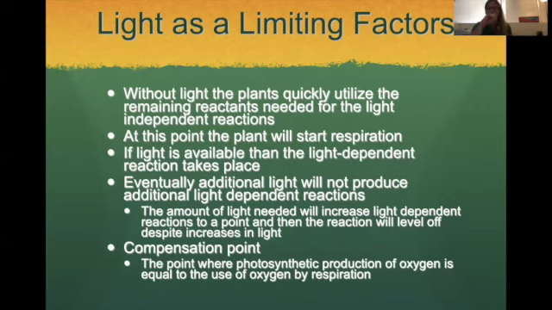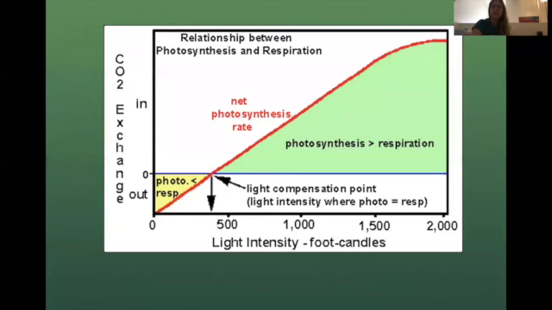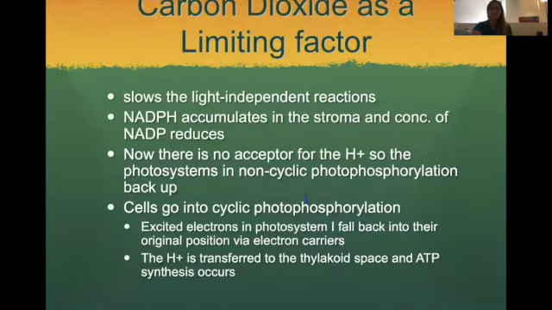Remember, I said that the light-dependent reactions are all enzyme-based. If your enzymes are all busy, it doesn't matter how much more light you throw at that plant, it's not going to do more photosynthesis. And we have the idea of a compensation point. This is the point where photosynthetic production of oxygen is equal to the oxygen used by the plant. So right here, the plant is doing as much photosynthesis as it is doing respiration. That's your compensation point.